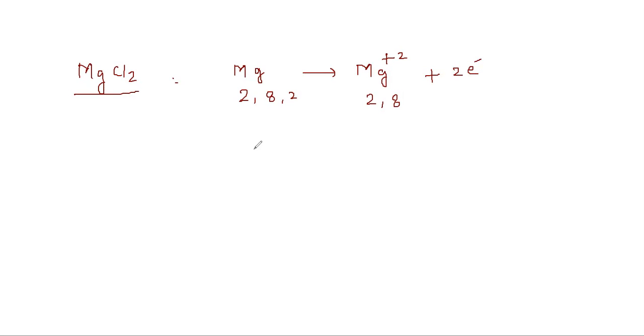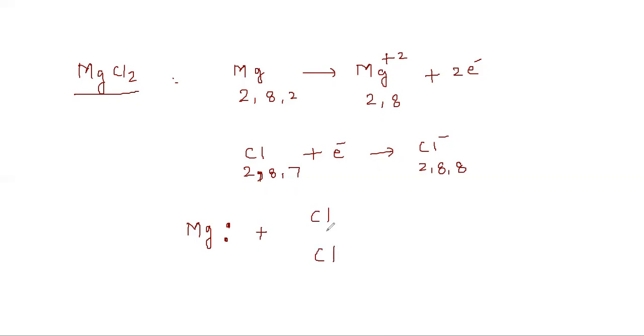Now consider the case of chlorine. Its electronic configuration is 2, 8, 7. It accepts one electron to give chlorine negative ion. Its electronic configuration becomes 2, 8, 8. Now let's see the formation of MgCl2. So we write Mg here. Mg can donate 2 electrons, so one electron here, another electron here, and we consider 2 chlorine atoms, Cl, Cl.